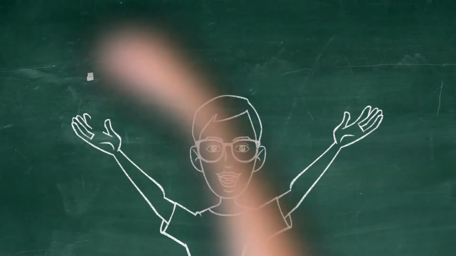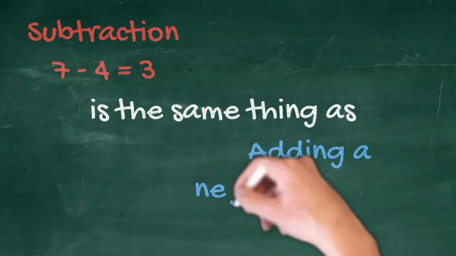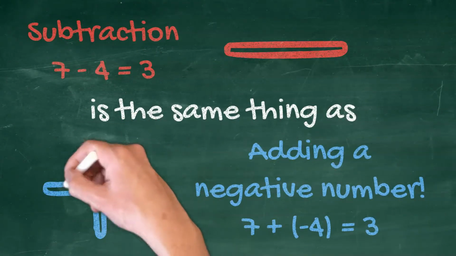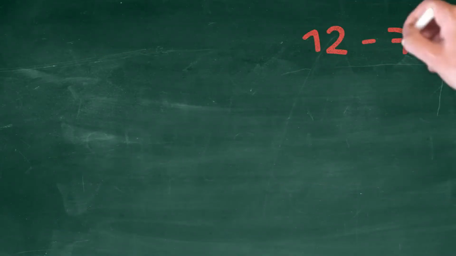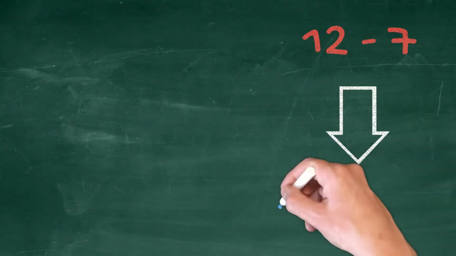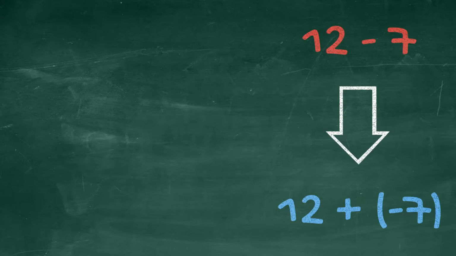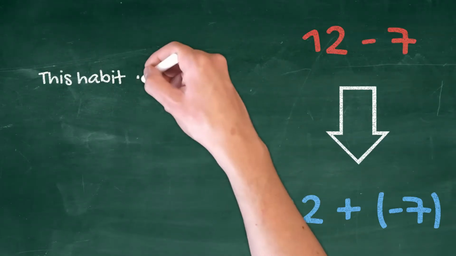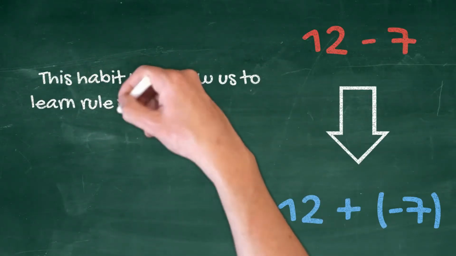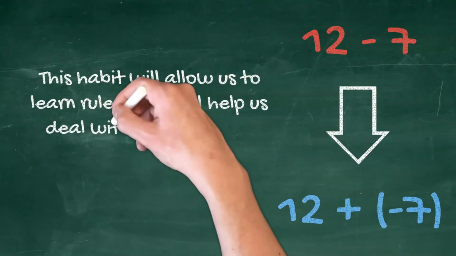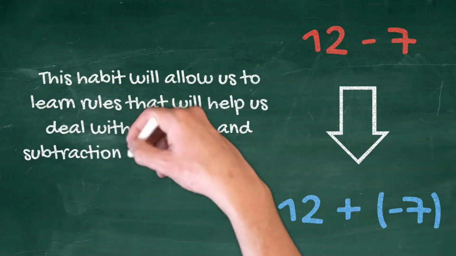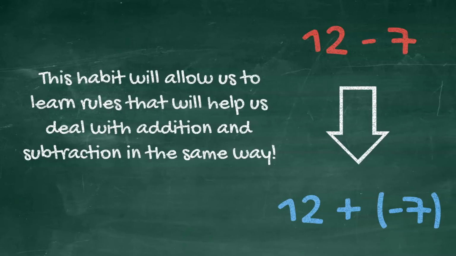Let's go back to addition and subtraction. Earlier, we learned that subtraction is the same as adding a negative number. Instead of 12 minus 7, think of it as 12 plus -7. If we get into the habit of looking at problems this way, we'll be able to learn a couple of simple rules to help us deal with addition and subtraction in the same way.